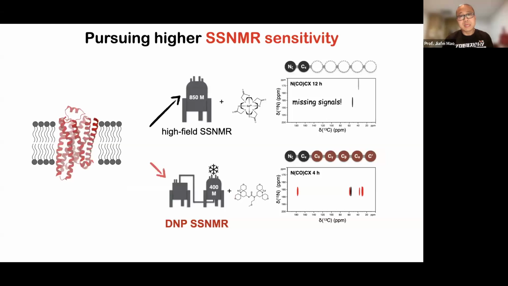So here I give you an example. That's the same sample we tested on an 850 megahertz high field room temperature solid-state NMR spectrometer and a 400 megahertz relatively low field DNP solid-state NMR spectrometer. And you can see that the sensitivity obtained under DNP condition is really superior compared to the normal high field technique. So this is really the way to go if you are first limited by the sensitivity. I would say if you don't see the signal, then there is nowhere to go by NMR spectroscopy. So first we need to visualize something.